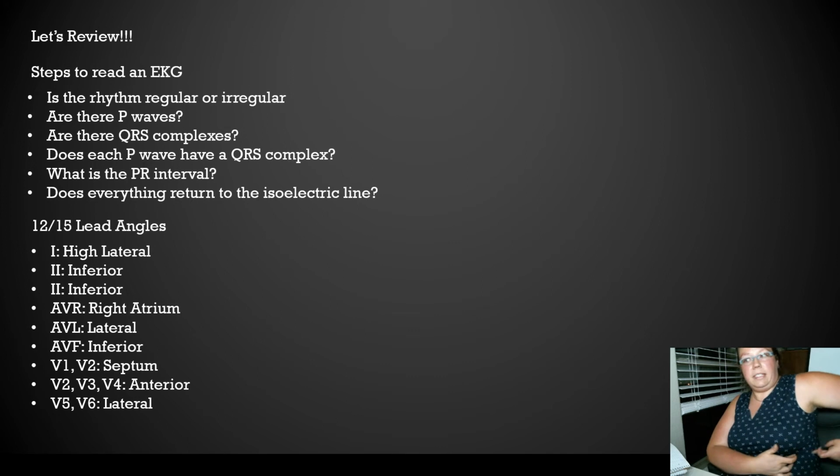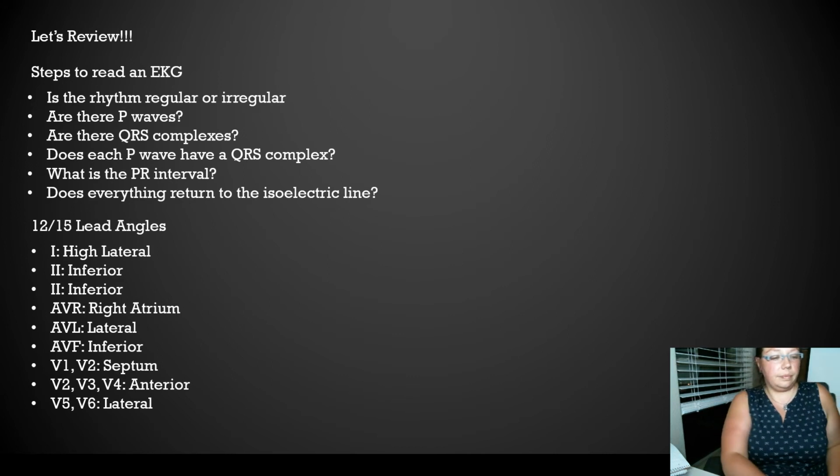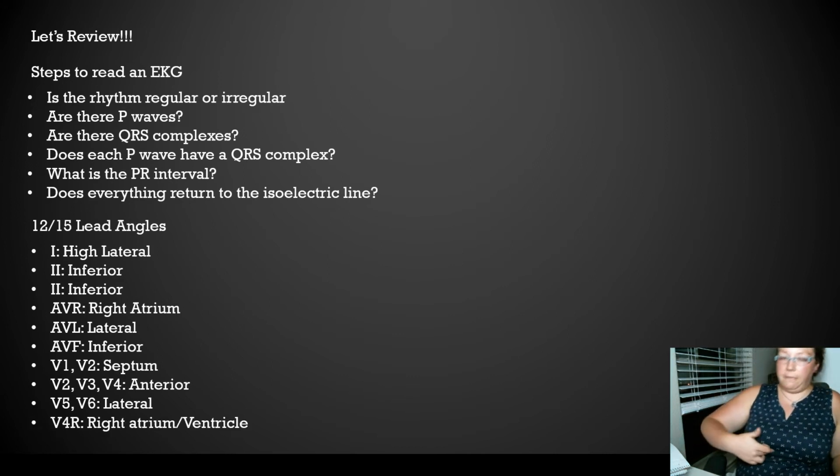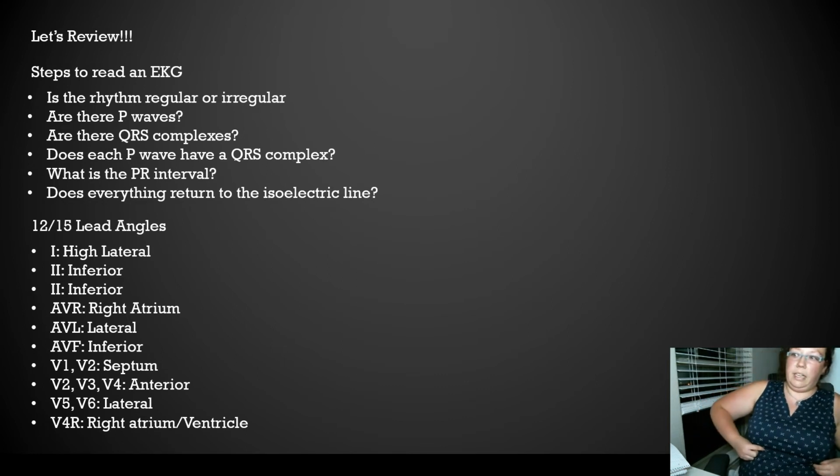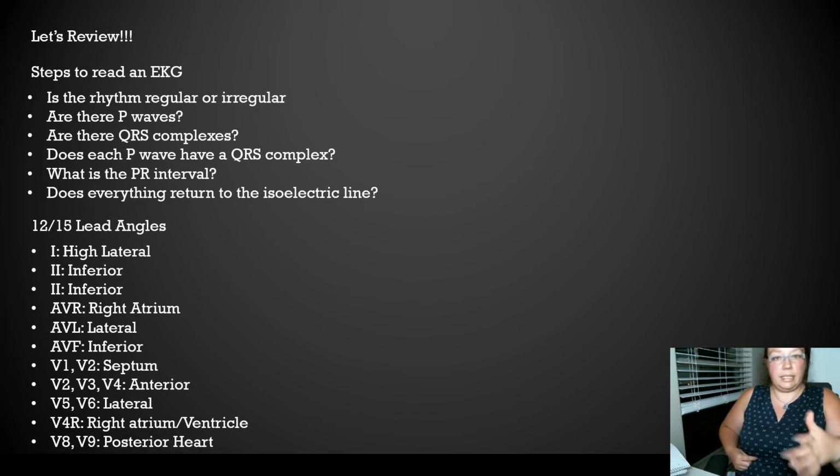We've got 5 and 6. They're looking at the lateral, the side of the heart here, the left side of the heart. We've got V4 over here. If we take that fourth lead, move it over here, we're looking at the right side of the heart, or the right atrium and ventricle, so right side.